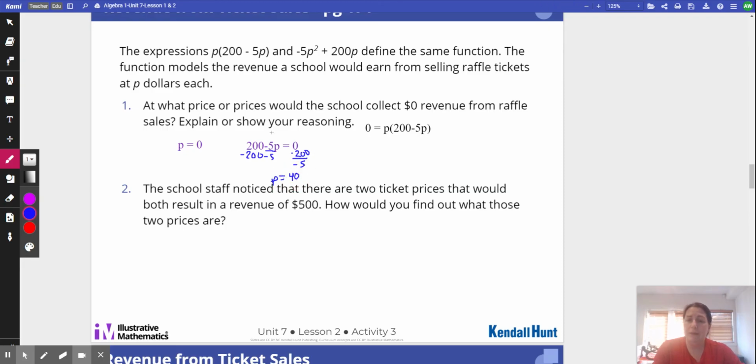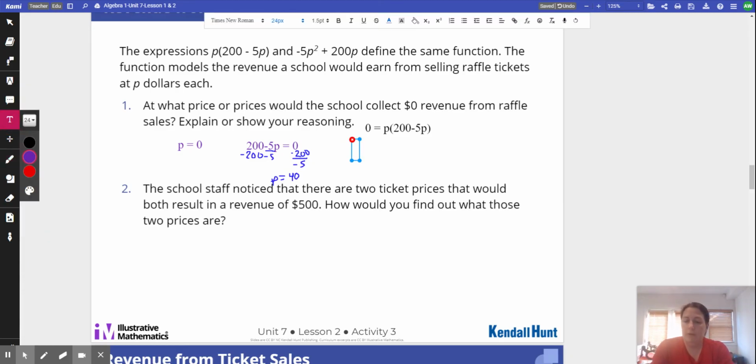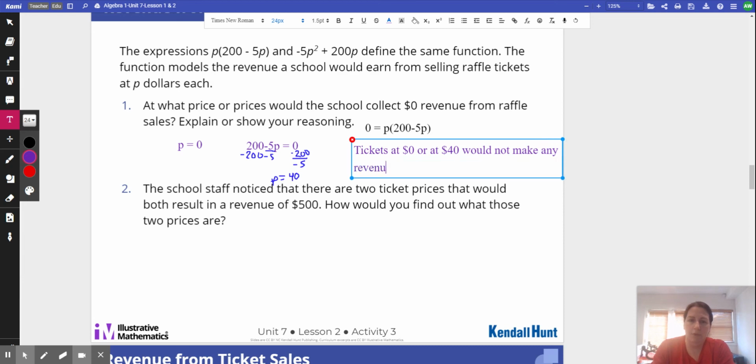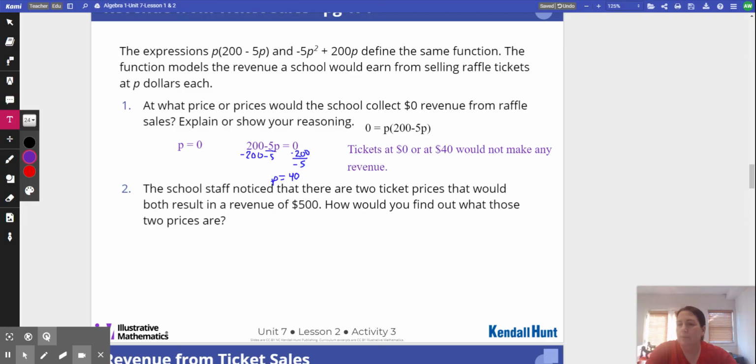So this means if the price of the ticket is $0 or $40, the revenue is going to be 0. They're not going to make any money because they're not going to be able to sell any tickets. Or if you sell for free, you don't make any money. So the tickets at $0 or at $40 would not make any revenue for the school.